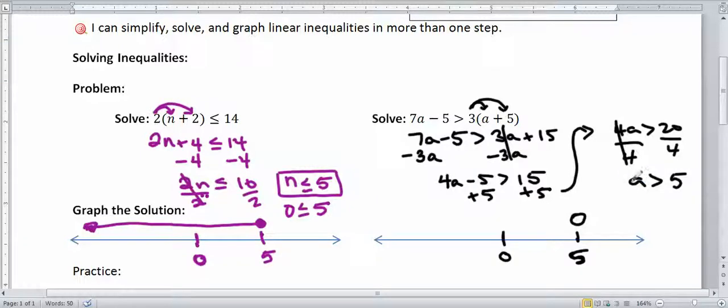So test your 0. Is 0 greater than 5? Is that true? No, it's not true. So my line is going to go away from 0. I don't want 0 included in my solution. I want 6, 7, 8, 9, all of those are fine, but we don't want anything less than 5.